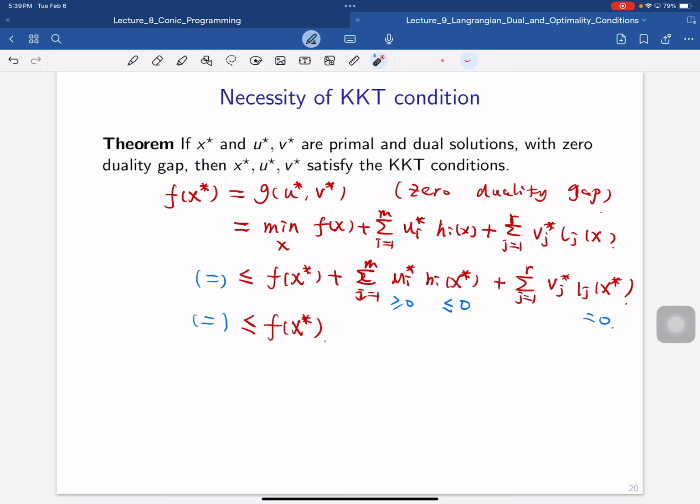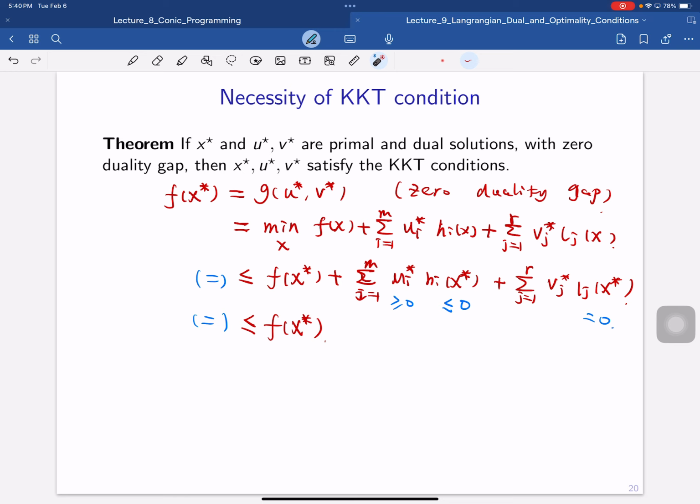Now let's look from the second line to the third line. We already know that the second line equals the third line. So in other words, x star is a minimizer of this optimization problem. For the second line to be equal to the third line, x star must be a minimizer of this optimization problem. Then what does that tell you? If x star minimizes a continuous optimization problem, we know the gradient at x star must be equal to 0.